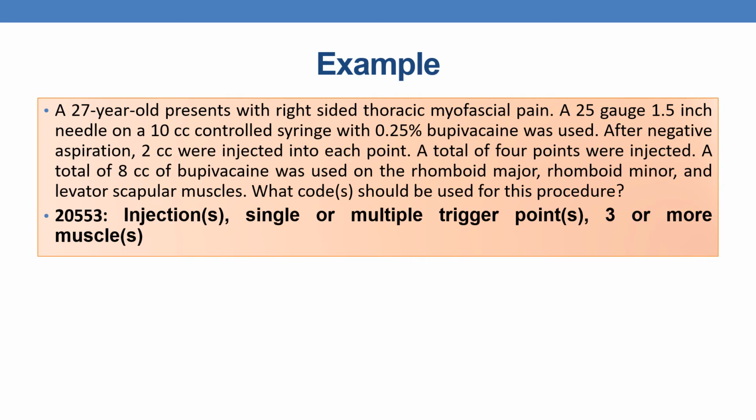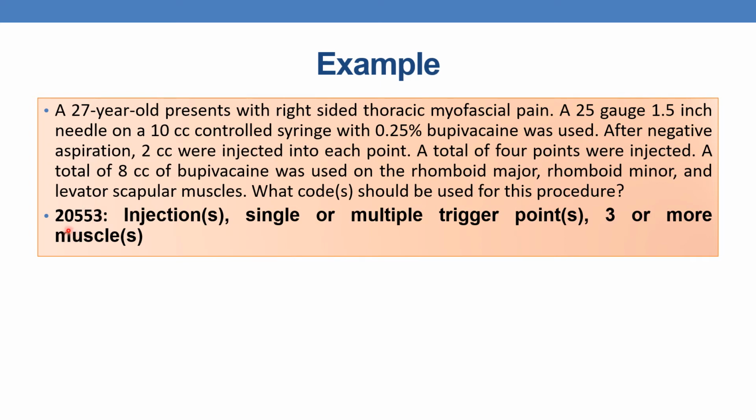Now let us see one more example. A 27-year-old presents with right-sided thoracic myofascial pain. A 25-gauge 1.5-inch needle on a 10 cc controlled syringe with 0.5% bupivacaine was used. After negative aspiration, 2 cc was injected into each point. A total of 4 trigger points were injected. A total of 8 cc of bupivacaine was used on the rhomboid major, rhomboid minor and levator scapulae muscles. What code should be used for this procedure? Here 4 trigger points are identified.